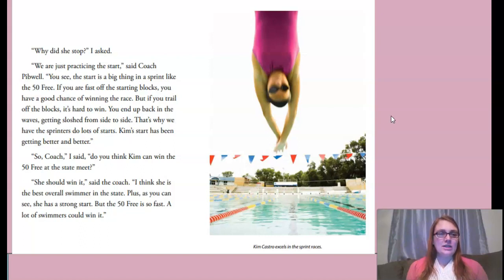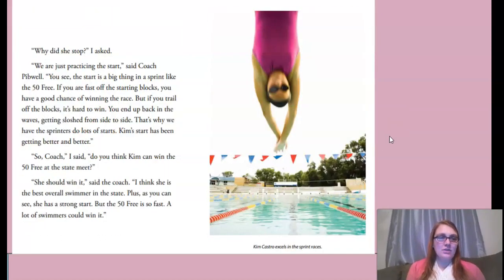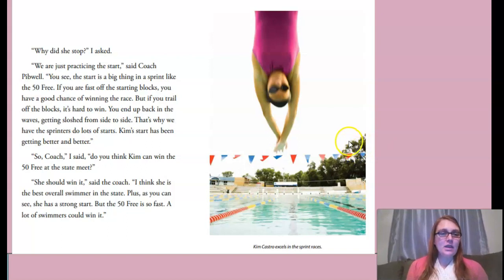"You see, the start is a big thing in a sprint like the 50 free. If you are fast off the starting blocks, you have a good chance of winning the race. But if you trail off the blocks, it's hard to win. You end up back in the waves, getting sloshed from side to side. That's why I have the sprinters do lots of starts. Kim's start has been getting better and better."